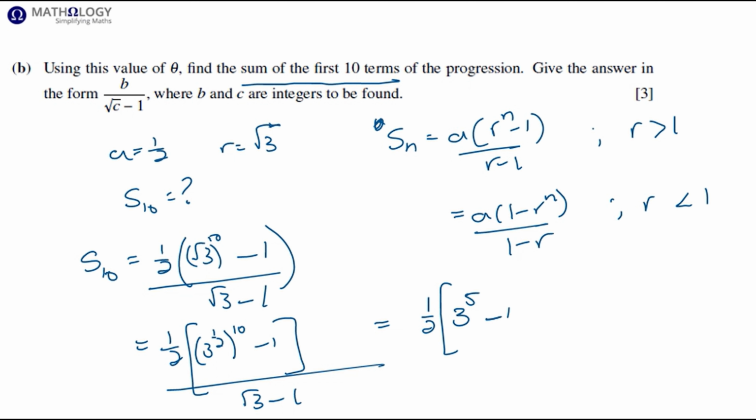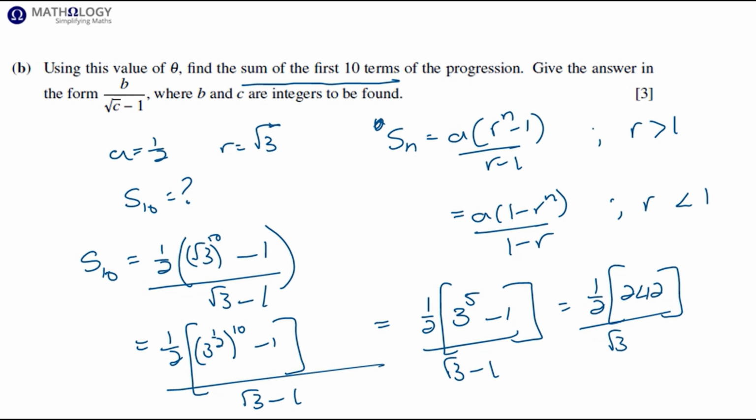Half times 3 to the 5 minus 1 over root 3 minus 1. That's going to be a half times 3 to the 5, which is 243, minus 1 is 242, over root 3 minus 1, and that equals 121 over root 3 minus 1, which is in this form over here. So B is clearly 121 and C equals 3.